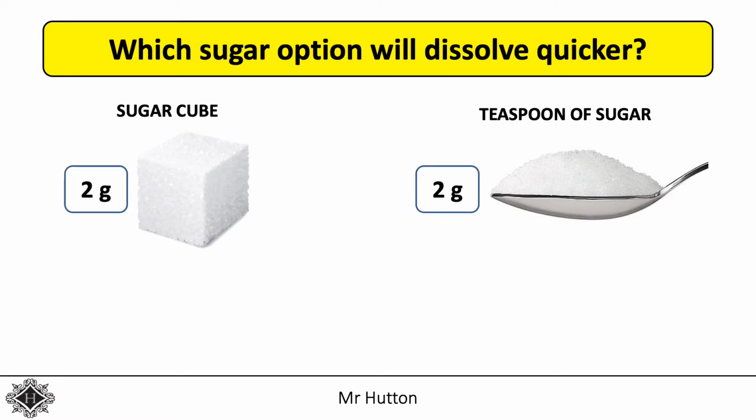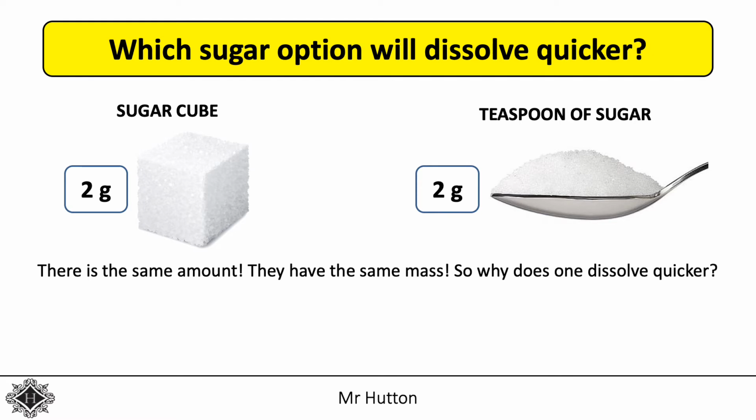Alright, so let's start. We've got two pictures here, a sugar cube and a teaspoon of sugar, and the question says, which sugar option will dissolve quicker? Another point to make is there's 2 grams of each, so the mass of the sugar is the same. So just think now, which one will dissolve quicker?